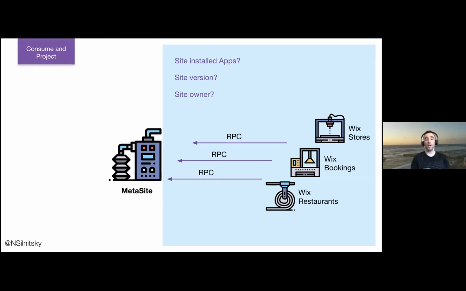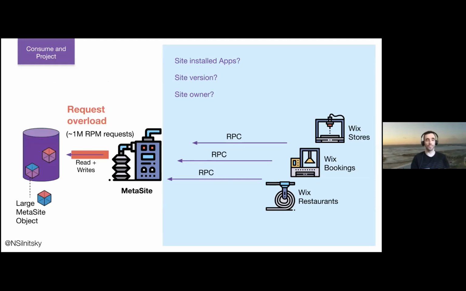And we have all kinds of other microservices at Wix, including verticals like stores or booking, scheduling, and restaurants that actually require getting information from this monolithic service, the metasite service. It had a traditional database with a large metasite object serialized for the database schema, and a lot of read and write requests. Actually, it got up to 1 million requests per minute. So quite a heavy load and contention on the database.